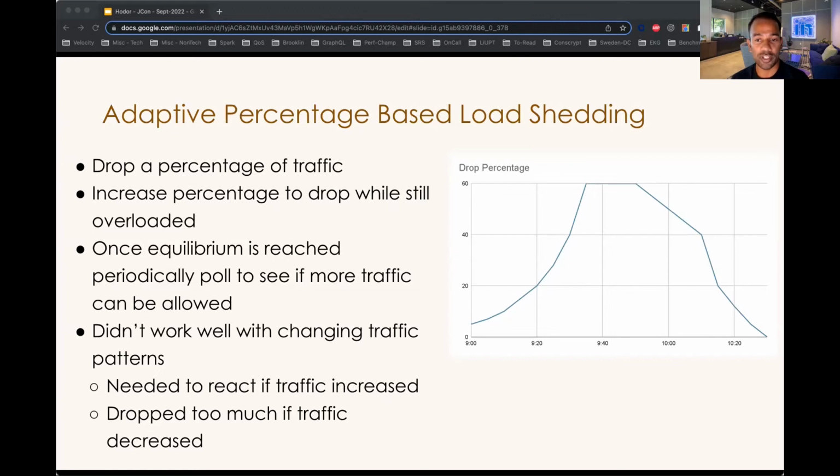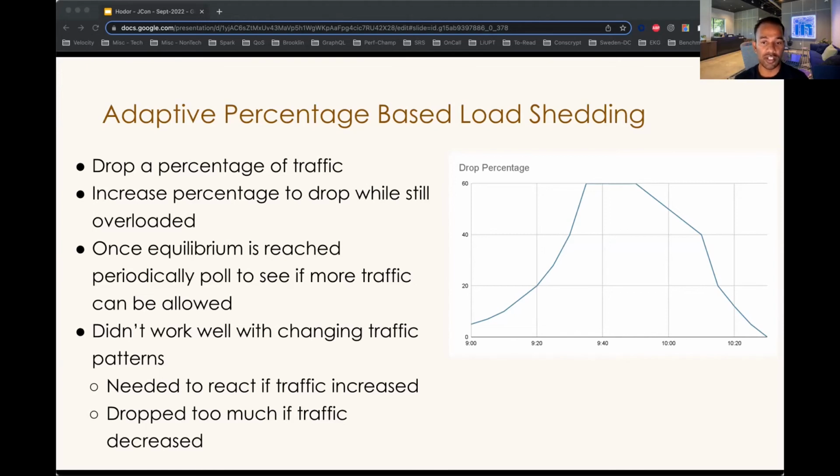Once the equilibrium point is reached, it tries to stay at that level for some time and then does a traffic probe by reducing the drop percentage. If the system again gets into an overloaded state during the probe, it goes back to the safe equilibrium point and exponentially backs off from the next probe. If it did not get back into the overload state, it will continue to reduce the drop percentage until it reaches zero, as shown here in the graph.